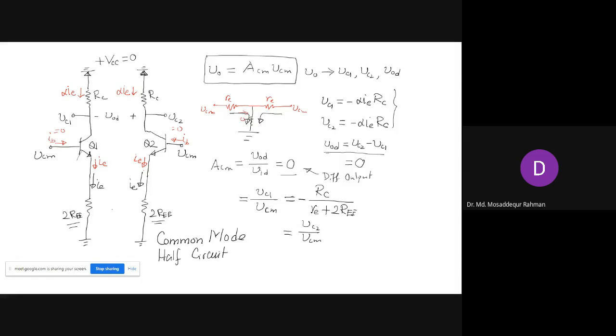Now here you see that RE will be much larger than small re, because the RE is the output resistance of the current source, and that we know is high, in the range of hundreds of kilo ohms, and so that will be much larger than small re, which is in the range of few ohms. So we can always approximate this expression to minus RC divided by 2 RE. Is that clear, guys? Yes, sir. Okay.